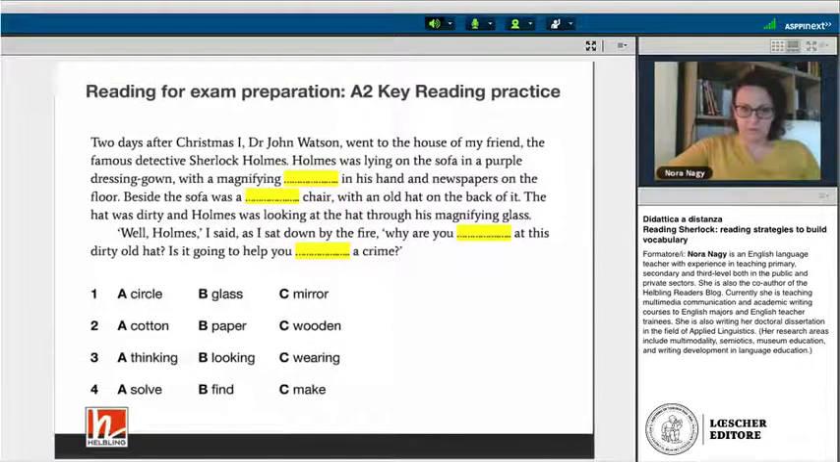And why are you thinking, looking, or wearing? So with dirty old hat, you might think that it is wearing or thinking about, but you also have to check what is before and after each gap. And after the gap, here you can see at. And we know that looking at, look and at usually go together. So you are looking at the dirty old hat. And we have learned before that you can solve a crime. So this is also a typical expression. You solve a crime. So here the answer is A.